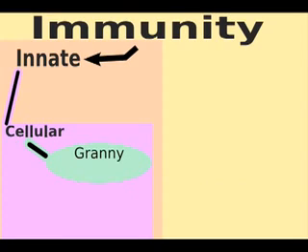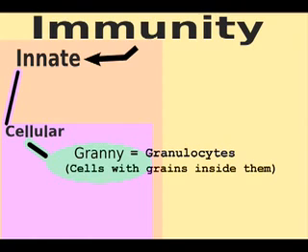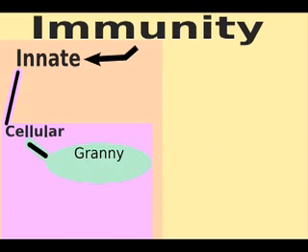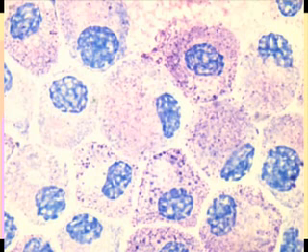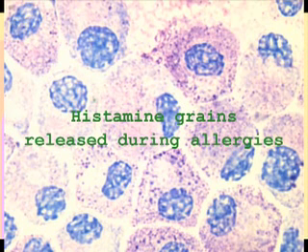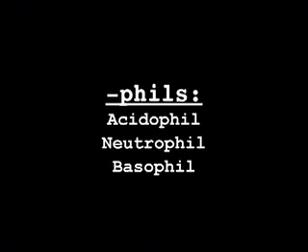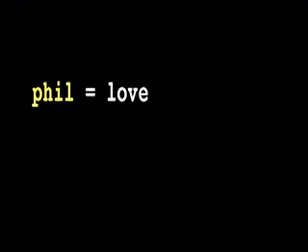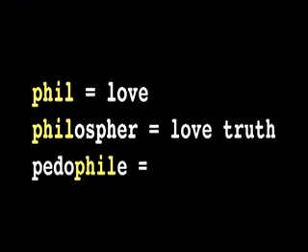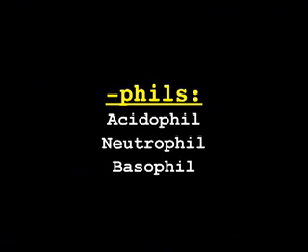Mono kills granny. Granny stands for granulocytes. Granulocytes are cells that have grains inside them. There are 2 types of grainy cells, mast cells and phils. Mast cells release their grains during allergies. You may have heard of histamine for mast cells. The phils refer to acidophil, neutrophil, and basophil. Phil means love, like a philosopher loves truth and a pedophile loves children. The phils love certain pHs so much that when you stain them at the correct pH, they will happily change color to express their love.